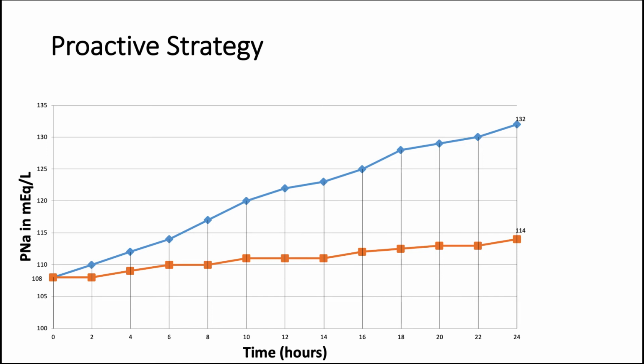The curve in blue is when the patient comes with a sodium of 108 and it corrects very fast up to 132, which is a correction of 24 milliequivalents per liter in 24 hours, which is very bad, right? Now, if you correct the patient gradually, your goal is to correct by 4 to 6. We're going to say 6 is our goal. If you start at 108, you want to correct like the orange curve to 114, which will be a correction of 6.